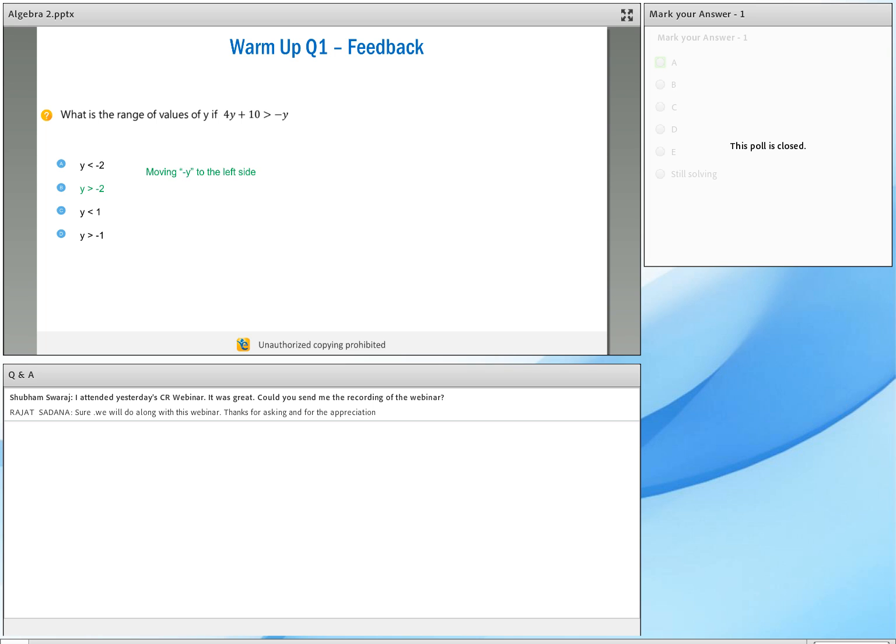Okay, so the question simply says, hey, what is the range of values of y for this inequality? And essentially what you do is you move minus y to the left hand side, or you can say you add plus y to both sides, and the inequality simply becomes 5y is greater than 10, which means y is greater than minus 2. Essentially it's solving an inequality, and pretty much all of you did it.